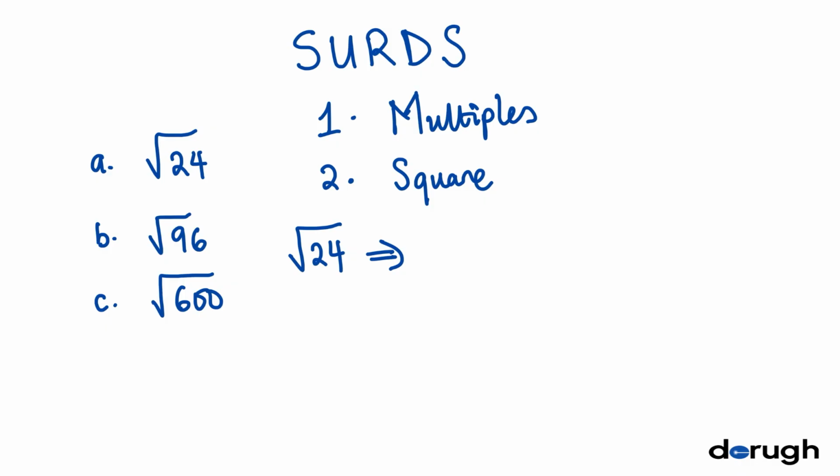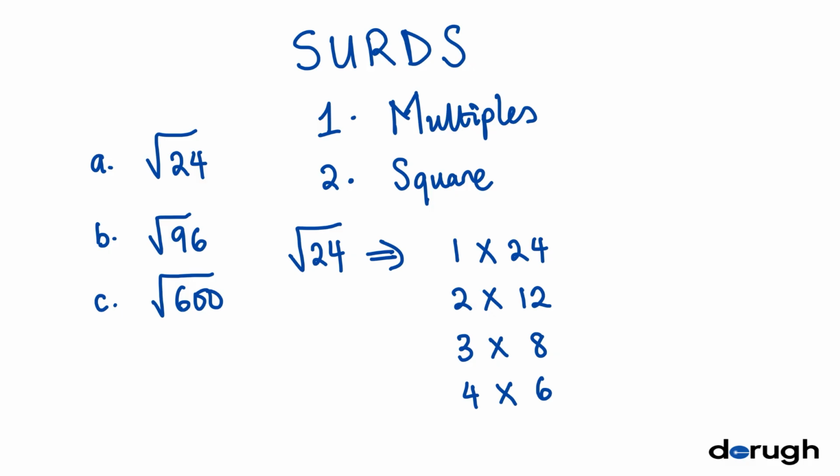However, if we look closely at 24, we can split it into the multiples of 24. We have 1 multiplied by 24. We have 2 multiplied by 12. We have 3 multiplied by 8. And we have 4 multiplied by 6. Now, in which of these multiple pairs do we have a square number?